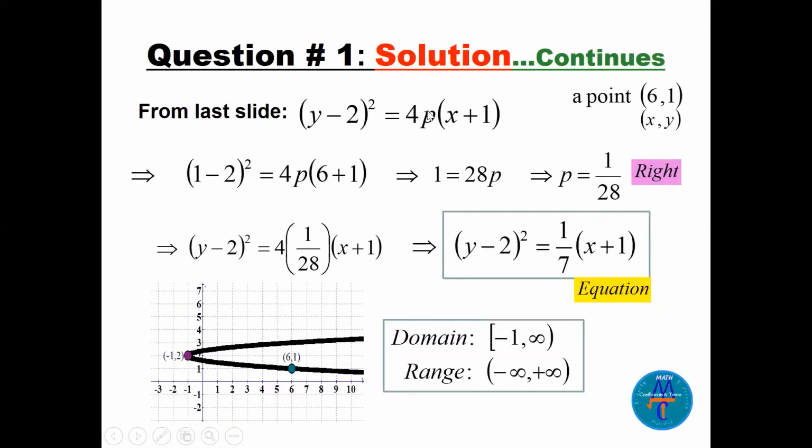And now just write the equation. Put p there, 1 over 28, simplify it. You get (y minus 2) squared, with the squared on the y, equals 1 over 7 times (x plus 1) in the bracket. Leave it. This is the standard equation. I put the graph here as extra stuff for you if you need it. Here is the vertex (minus 1, 2). You can see the point (6, 1), and it is opening to the right. The domain is from minus 1, closed, until infinity. The range is all real numbers.